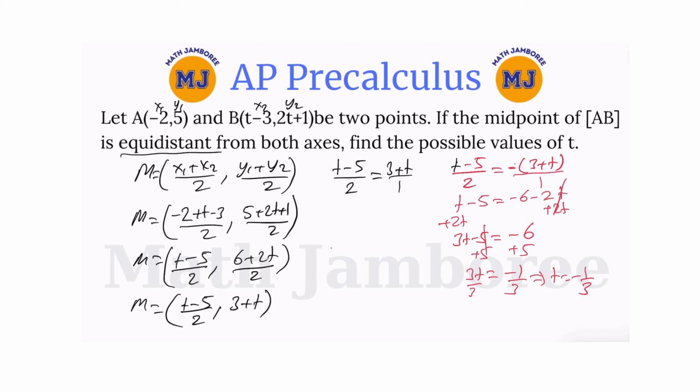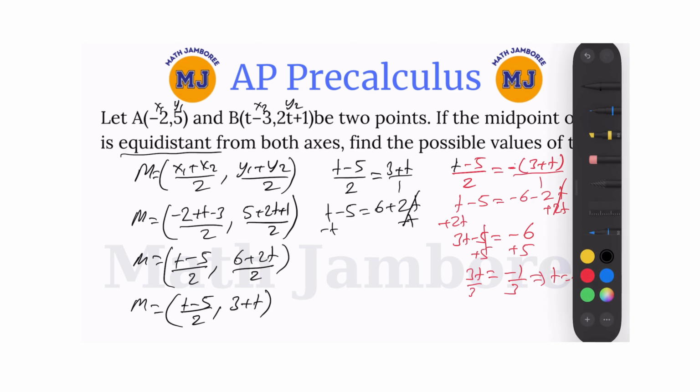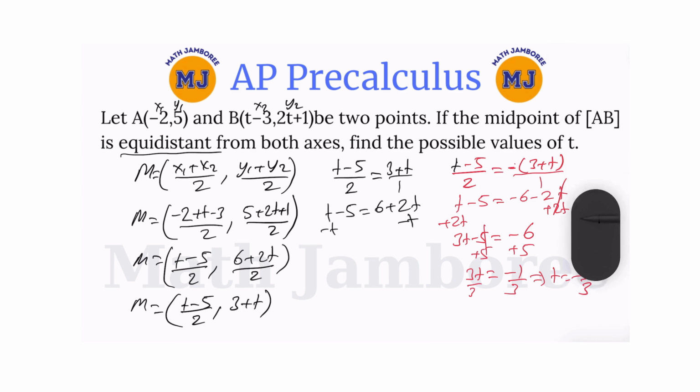For the other part, I'm going to use the black color. This is denominator 1, t - 5 equals 6 + 2t. We'll just take away t from both sides. It just cancels this. -5 equals 6 + t, and we'll take away 6 from both sides now. And we're going to have -11 for t.